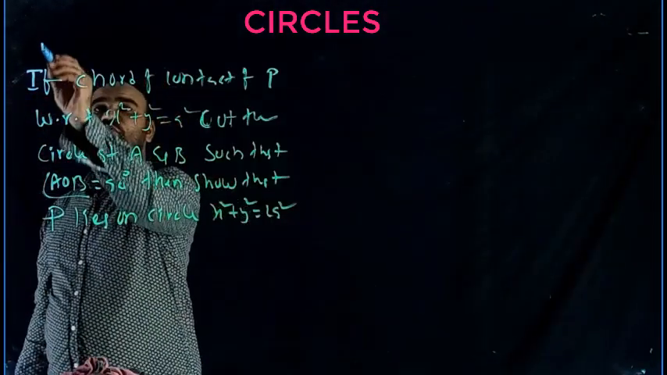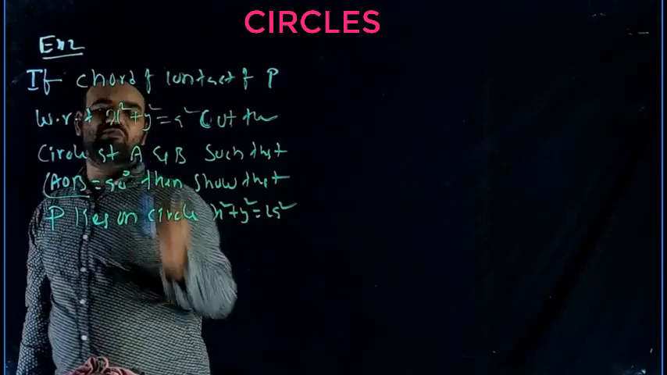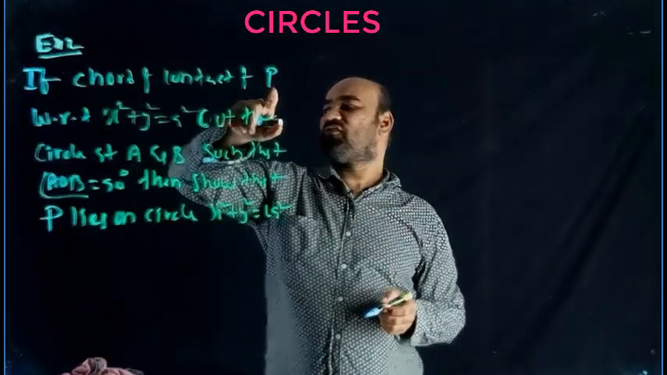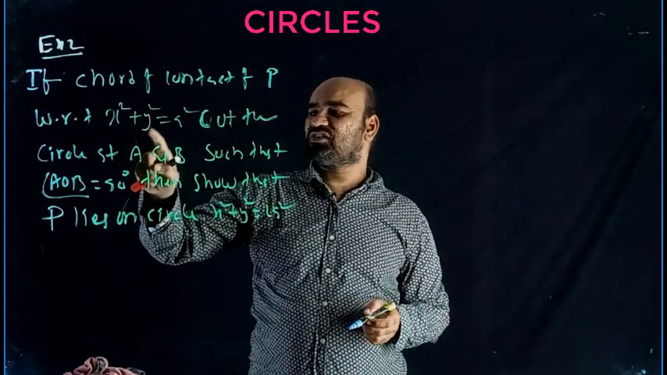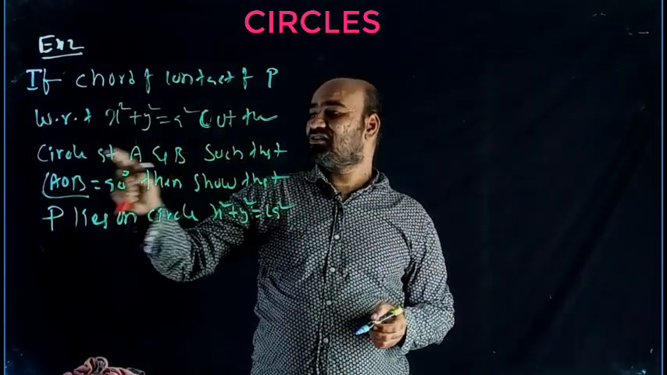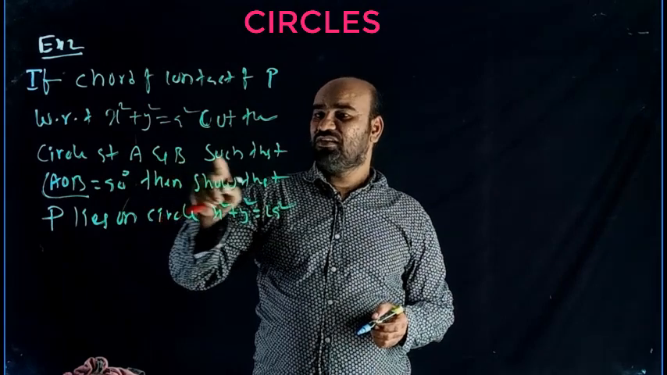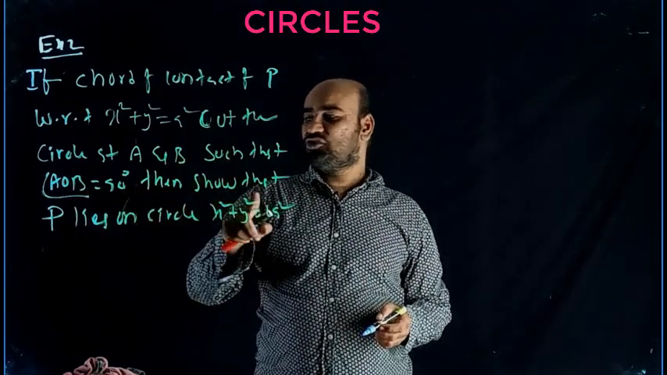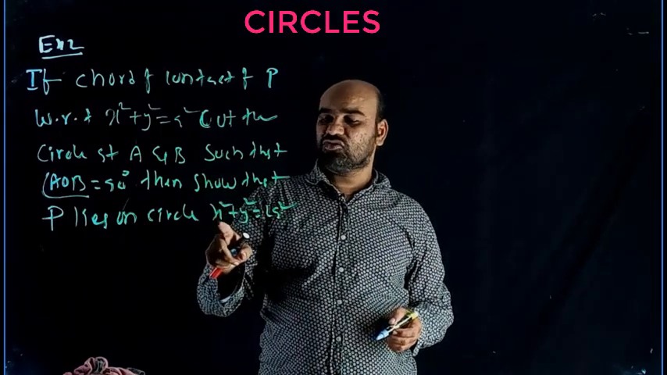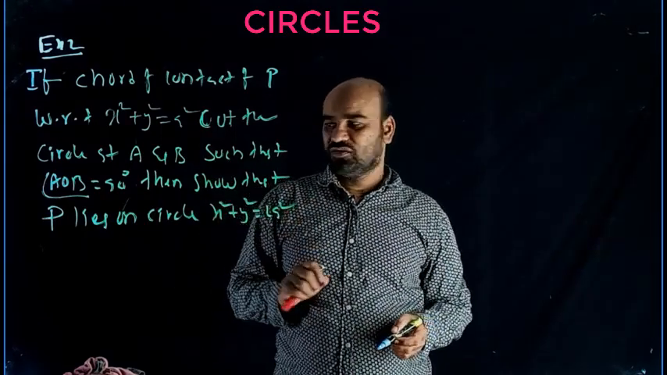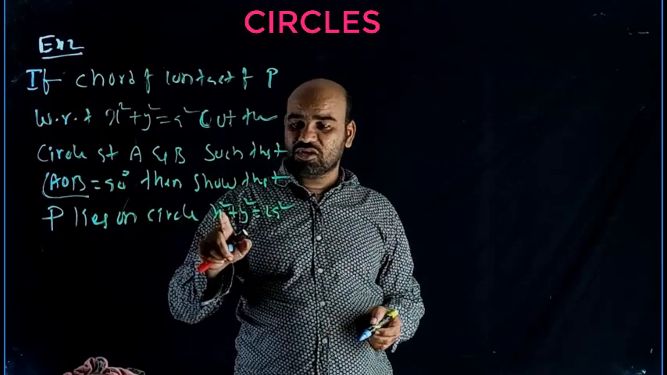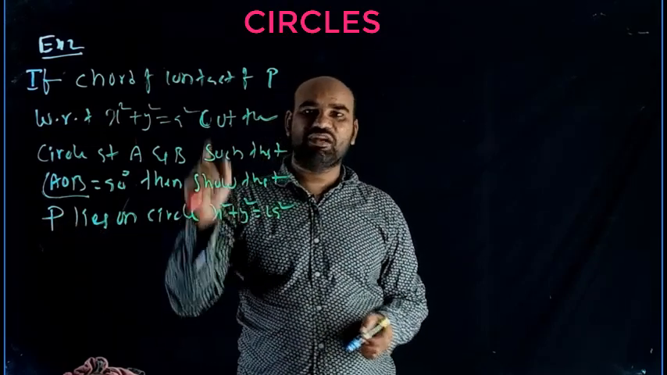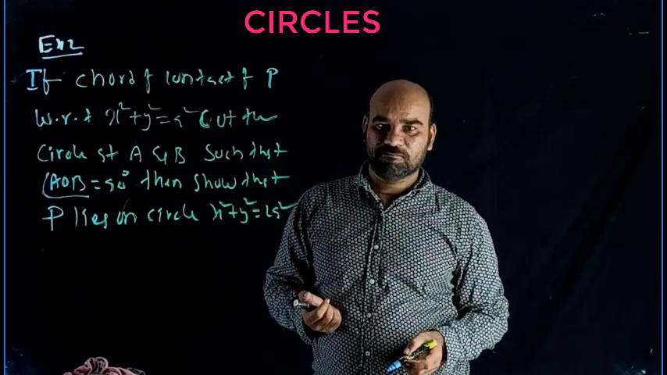So another example problem, an interesting example problem. If the chord of contact of a point P with respect to the circle x square plus y square equal to a square cuts the circle at A and B such that angle AOB is 90 degrees, then show that P lies on the circle x square plus y square equal to 2a square. That means you want to show that the locus equation of P is x square plus y square equal to 2a square.